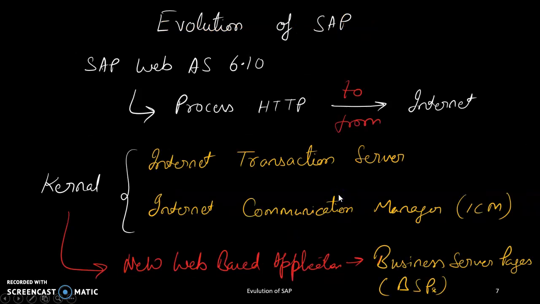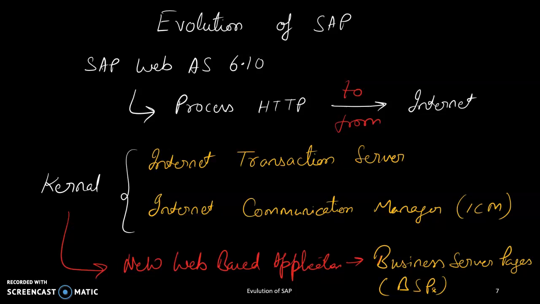With SAP Web Application Server 6.10, new technologies based on highly scalable infrastructure were implemented to process HTTP requests, hypertext transfer protocol requests, directly from the internet or to send them as HTTP client requests to the internet. You can send to the internet and from the internet you can receive. Before this, an Internet Transaction Server was required to deal with these requests.